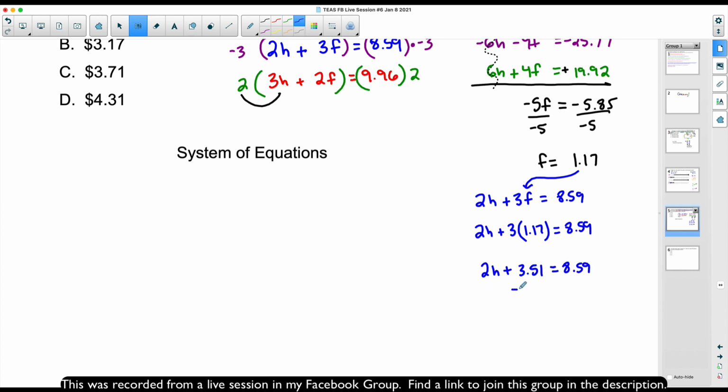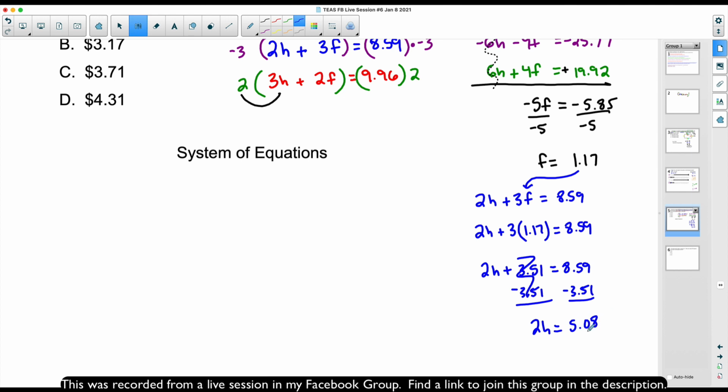Let's get h by itself. So subtracting the $3.51 from both sides, we get 2h is equal to, okay, will this subtract nicely? We're going to get 5.08. And that's exactly right.